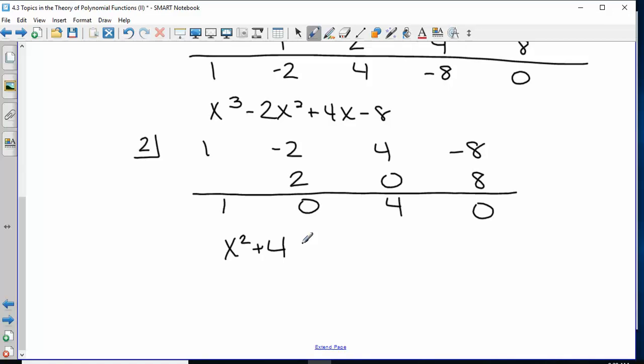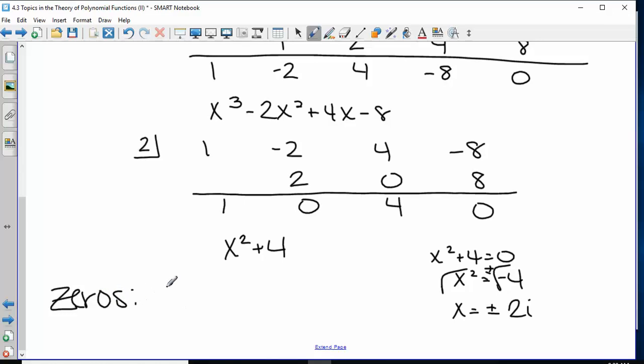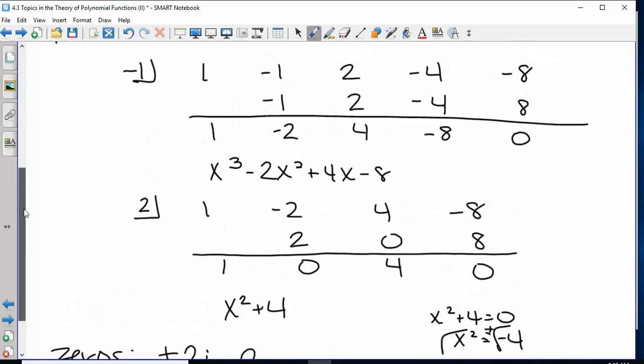Could we just do x plus 2, x minus 2? If it was minus 4, we could. If I want to find the zeros here, so if you set this equal to 0, what would you have to do? Plus and minus square root of negative 4, which is 2i. So my zeros are plus and minus 2i, 2, and negative 1.